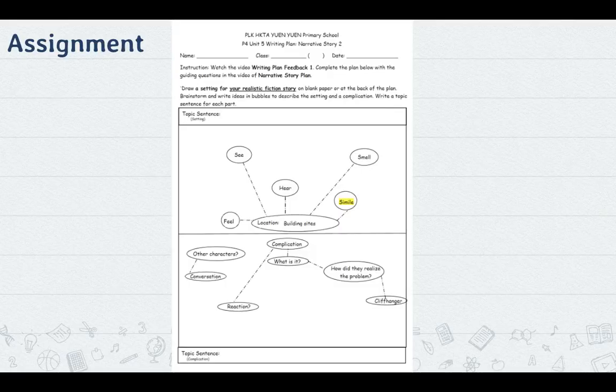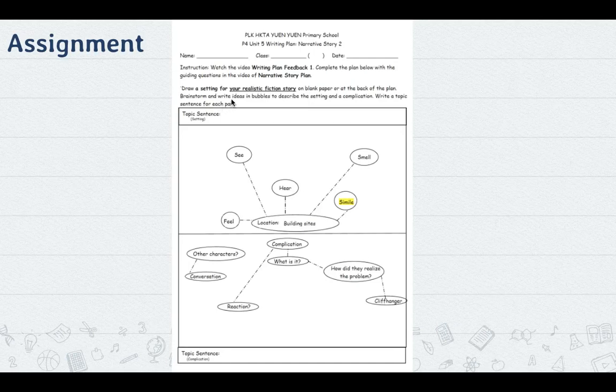Now we will talk about your assignment this week. Instruction: watch the video Writing Plan Feedback 1. Complete the plan below with the guiding questions in the video of Narrative Story Plan. So you're watching the first video mentioned here, and when you do the plan, we want you to go back to the video last week. There are guiding questions for both setting and complication. Those questions will help you think of different ideas for the plan.